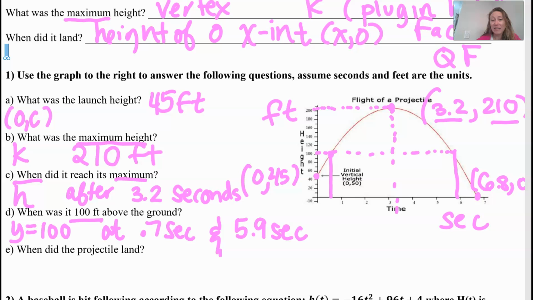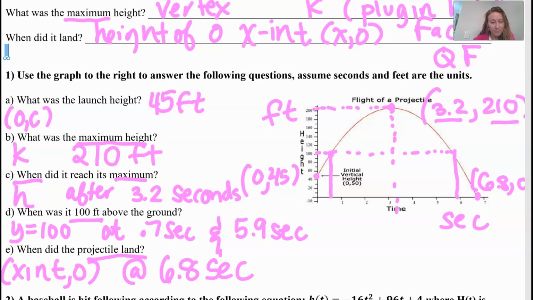So in that case, I was given a y value and I would plug it into the equation as the y value if there was an equation. But in this case, I was able to just draw a horizontal line at 100. And when did the projectile land? They're asking me about the x-intercept. And so that was at 6.8 seconds. So very cool. It's very easy to answer these questions based on a picture. Let's take a look at answering these similar types of questions based on an equation.